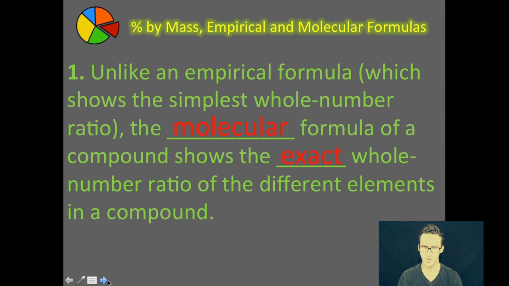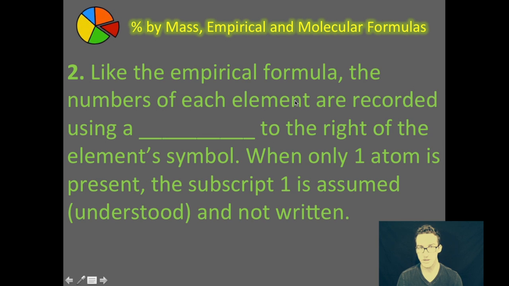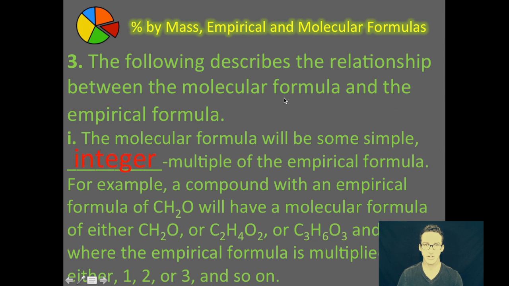Unlike an empirical formula, which shows the simplest whole number ratio, the molecular formula of a compound shows the exact whole number ratio of the different elements in a compound. It's important to remember that sometimes the empirical formula and the molecular formula can be the same. And just like with the empirical formula, the numbers of each element are recorded using subscripts to the right of the element symbol. When only one atom is present, the subscript 1 is assumed and is not written.